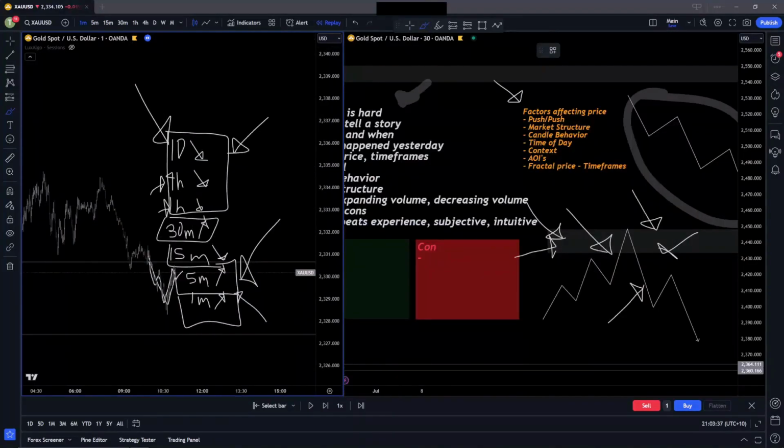What does that look like? Okay, I'll get this up.